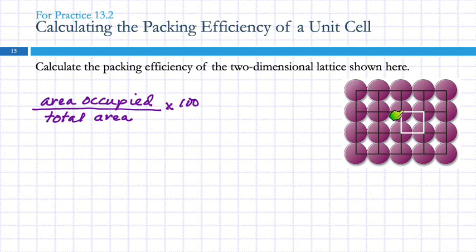So if we look at this unit cell here, how many atoms, or circles, are in that square? There's a fourth of a circle over here, and a fourth of a circle over there, and a fourth, right? So that's a total of 1 circle. In that is the equivalent of 1 circle. So we have 1 circle. The area of a circle is pi r squared.